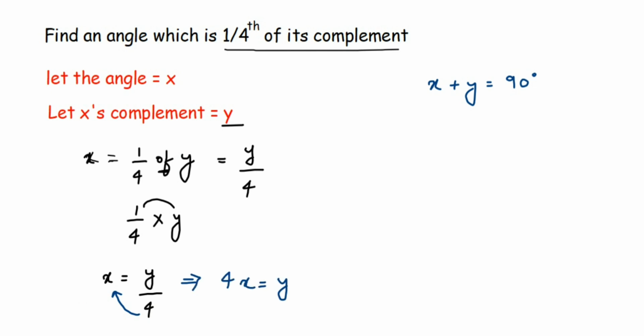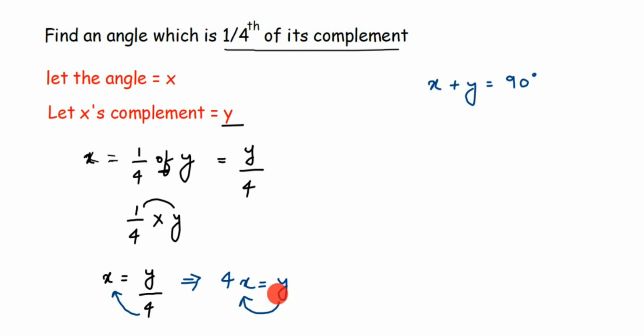Now we have y equals 4x. So in the relation x plus y equals 90 degrees, in place of y we'll substitute 4x. In this way we can avoid the fraction. Otherwise, in place of x we would have to substitute y over 4, and we get y over 4 plus y equals 90 degrees, and this will become more complicated. So we just want to avoid fractions, and that is why we multiplied by 4, or we can transpose 4 to the other side. We get 4x equals y.